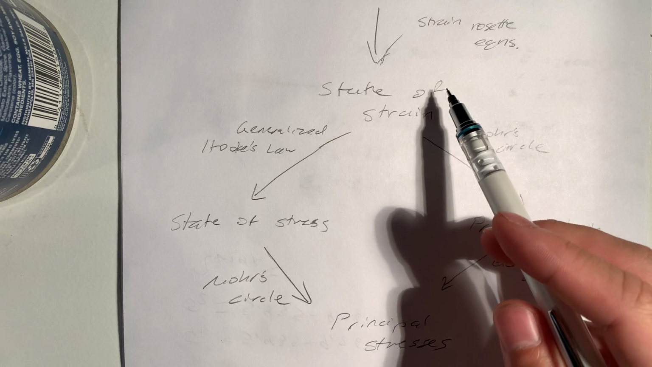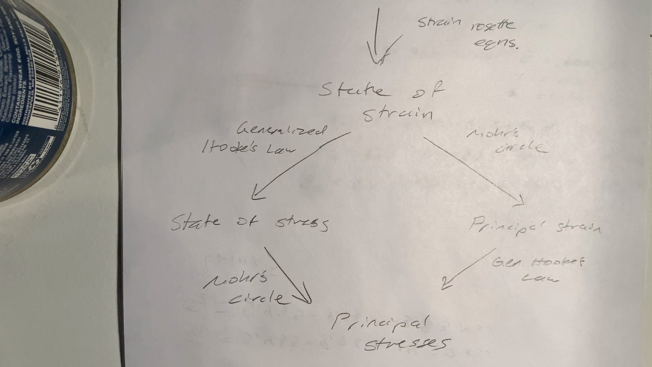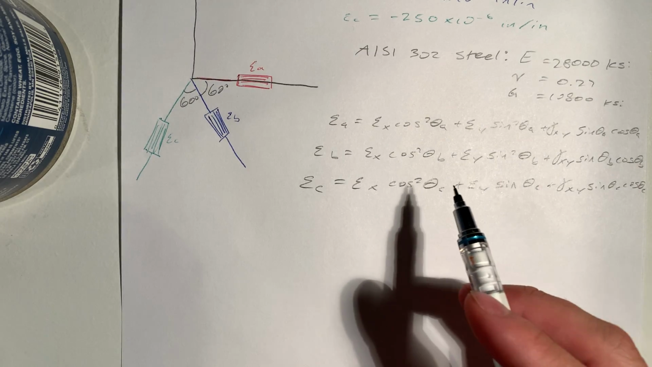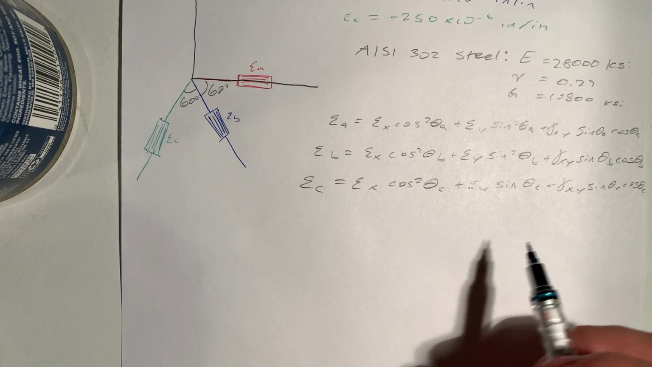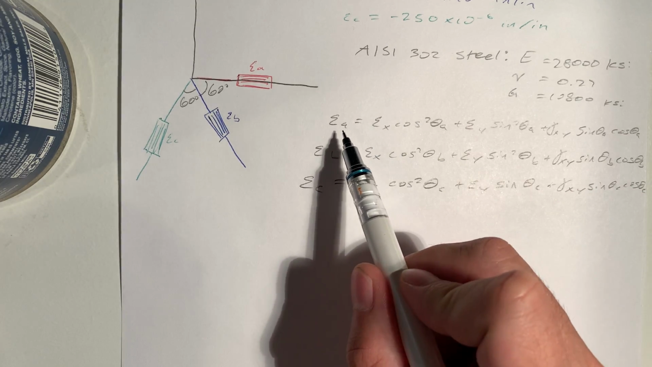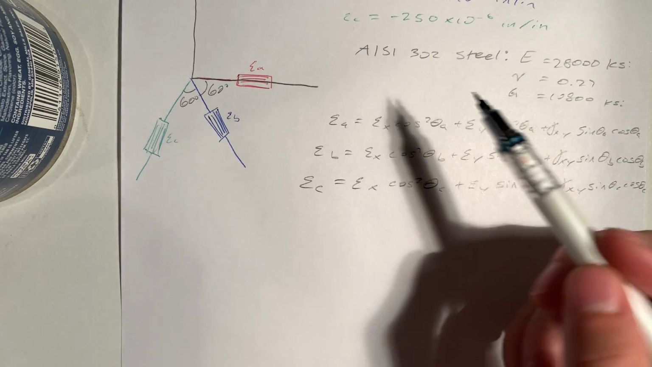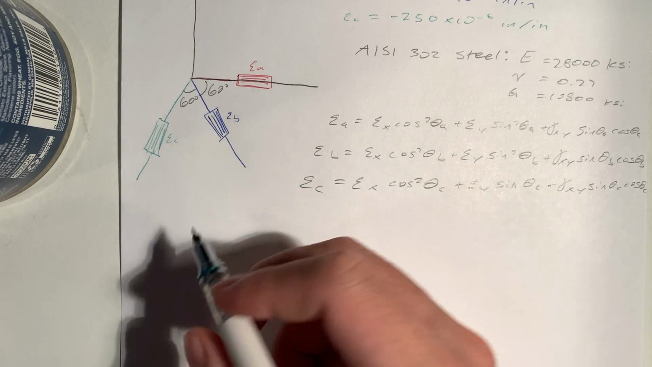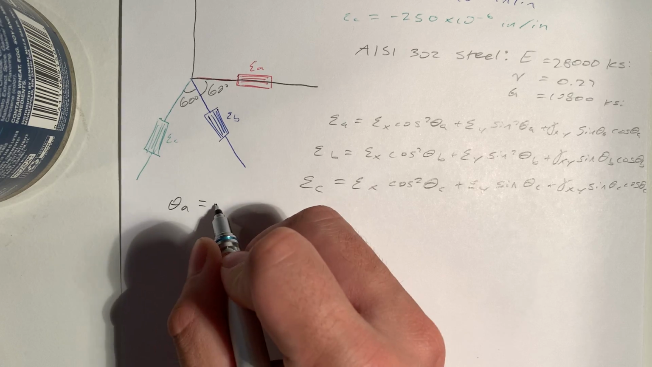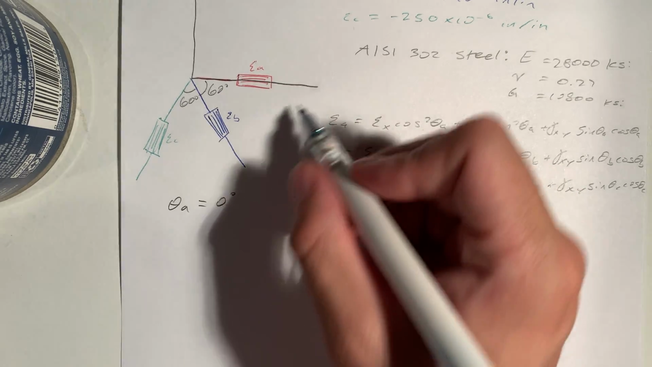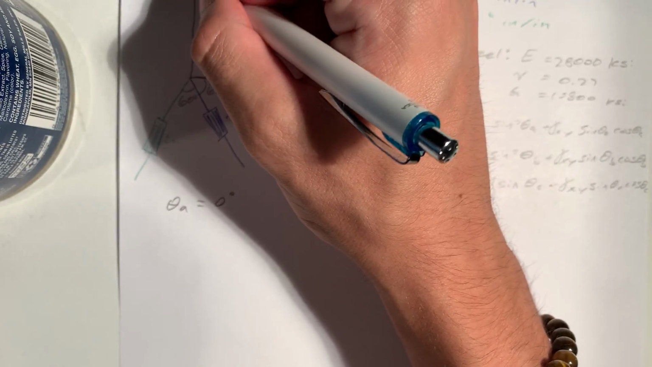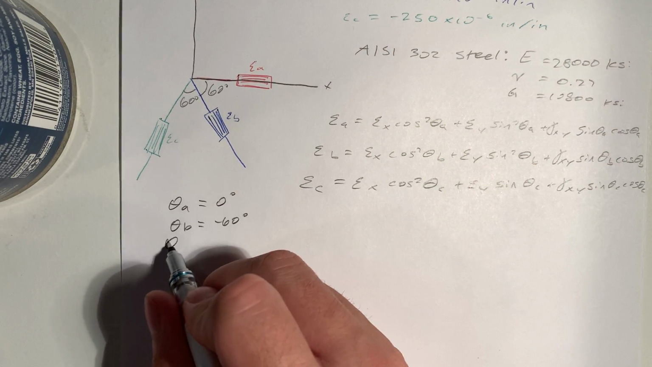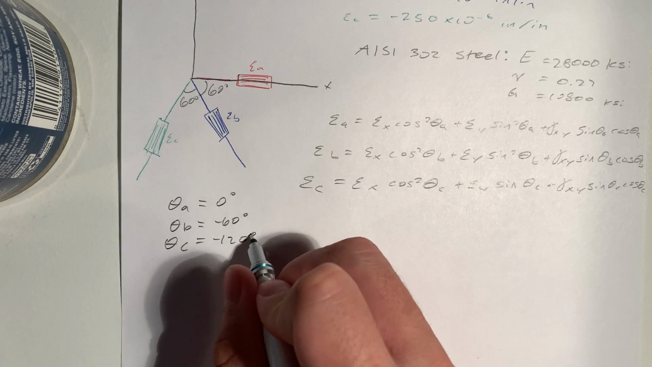Today we're going to be going this left route, just because it works better for me. And we'll start by using our strain rosette equations right here. So we have our epsilon A, epsilon B, and epsilon C, but we don't have our thetas. Looking at this figure, we can say that theta A is 0 degrees from the x-axis. Theta B is negative 60 degrees, and theta C will be negative 120 degrees.